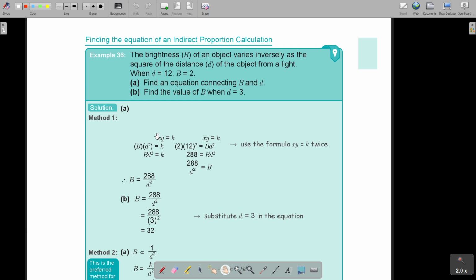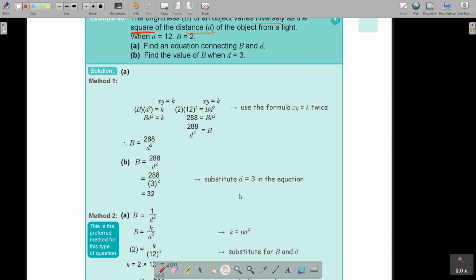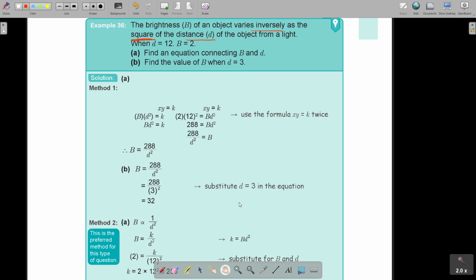So, let's start. The brightness of an object varies inversely as the square of the distance, the distance squared, just underline, of the object from a light. Are you inversely? So it's not direct, it's indirect. Inversely means indirect. Okay, so if I start, I want you to focus on method 2. So the brightness, that's the proportion side. As soon as they say indirect, you say 1 over.